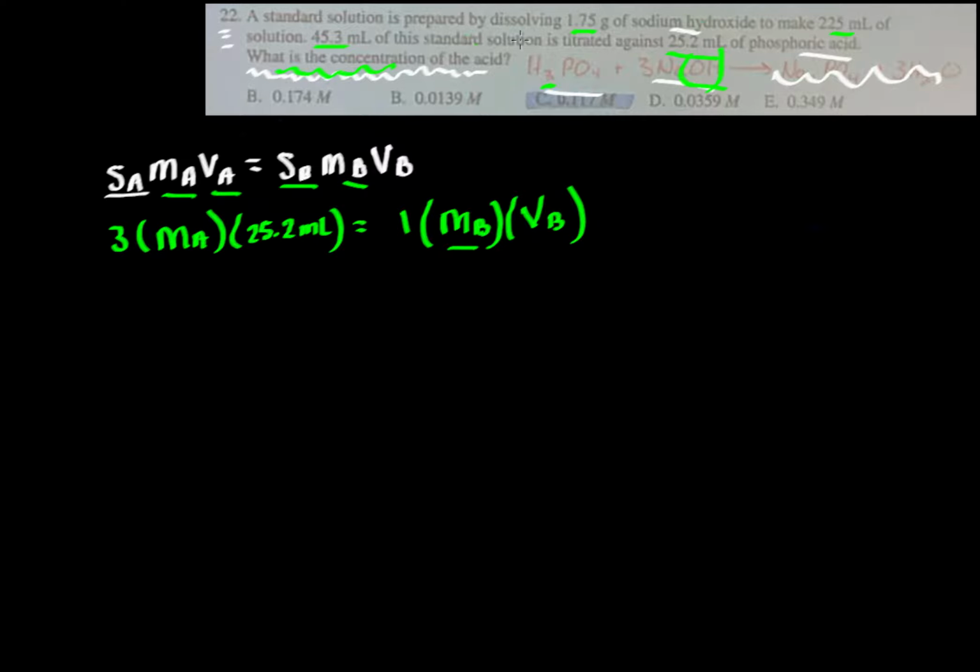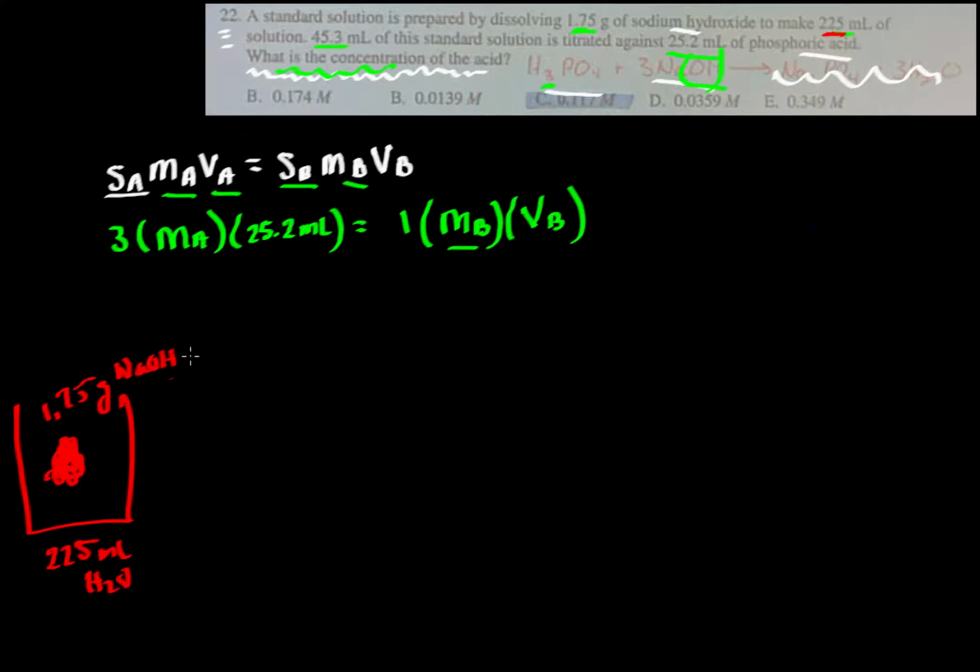What we're told is that they got 1.75 grams of sodium hydroxide, so we have sodium hydroxide molecules, and they dropped them into a beaker containing 225 milliliters of water. They just want to make a solution of sodium hydroxide. So we have to figure out what concentration the solution is. That's just going to be molarity.